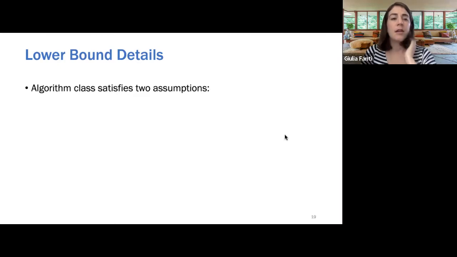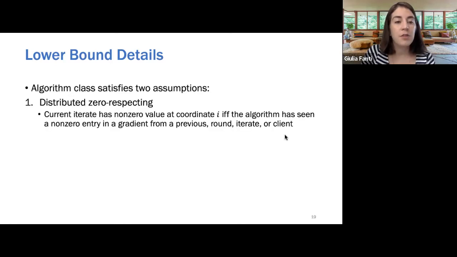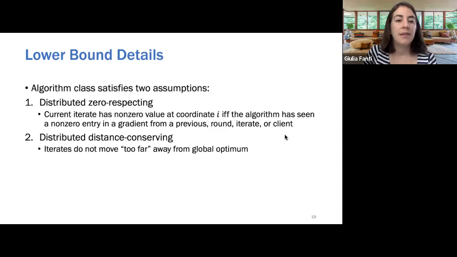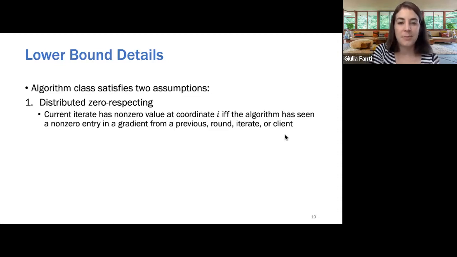But our algorithm class here satisfies two assumptions. The first one is that the optimization algorithm is distributed zero-respecting. So this means that the algorithm will only have a non-zero value at a current iterate at coordinate i if the algorithm has seen a non-zero entry in a gradient from a previous round, iterate, or client. So in the words of Woodworth and collaborators, this basically just means that your algorithm is not wildly guessing. It only makes updates based on evidence that's seen from previous gradients. And here we assume that we start at 0.